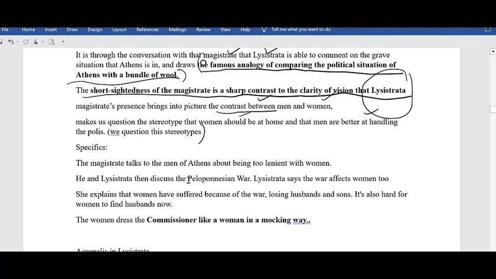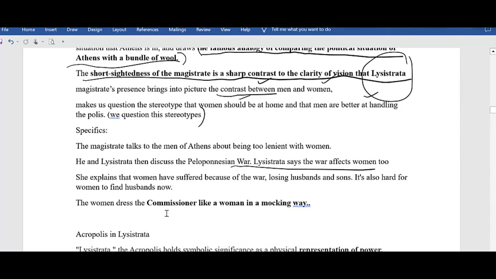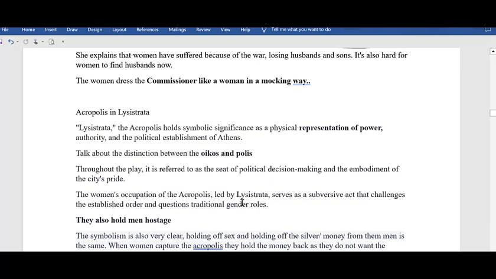In the answer you can also go into the specific scenes in the play. There are specific scenes where the magistrate talks to men, saying that men have been too lenient to women. He and Lysistrata discuss the Peloponnesian War, and Lysistrata is able to tell how women are also affected by war. She explains to the magistrate that women have suffered because of the war, and they have lost their husbands. And there is also one part of the play where women dress him up like a woman and mock him, and that is also to question the stereotypical behavior that men and women have.